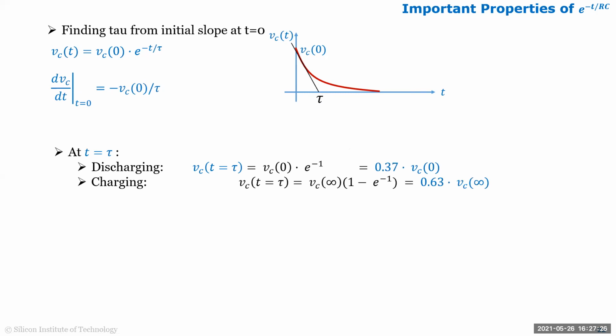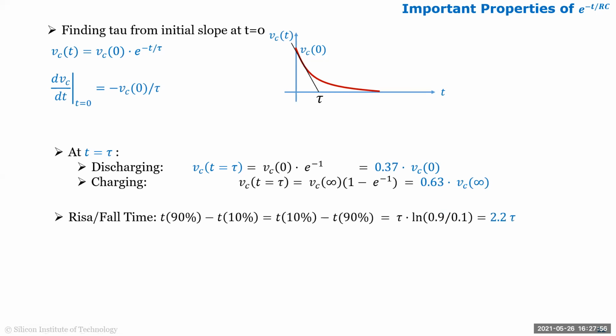Okay, and some numbers are good to have, especially if you're a digital IC designer, as a rule of thumb. So when you're discharging, at tau it is 37% of your value at time t equals 0. So from the peak, it's 37%. If you're charging, at tau it is 63% of your final value. These are the numbers which are helpful when you're doing some quick calculations.